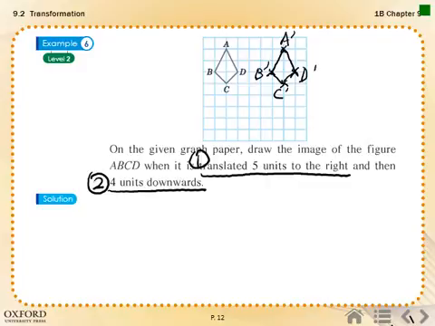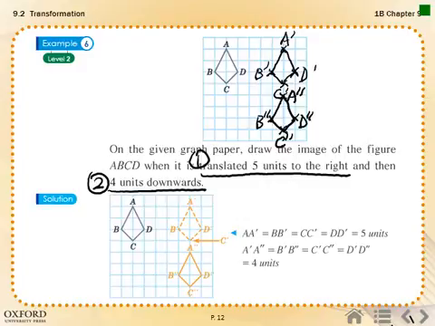For the point A', if I translate this point 4 units downwards, the new point would be here. Point B' is here, point C' is here, and point D' is here, and I have to join these 4 points together, and the new points are A'', B'', C'', and D'' respectively. And so the solution is like this.